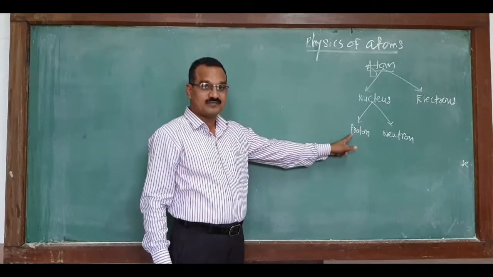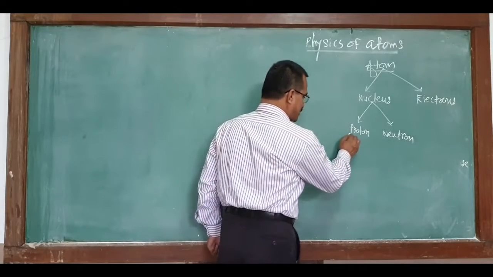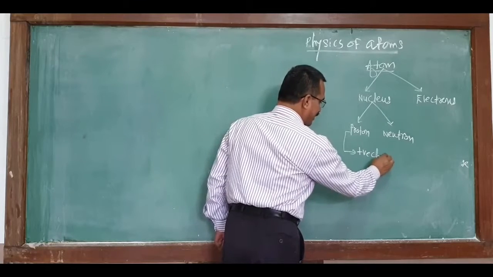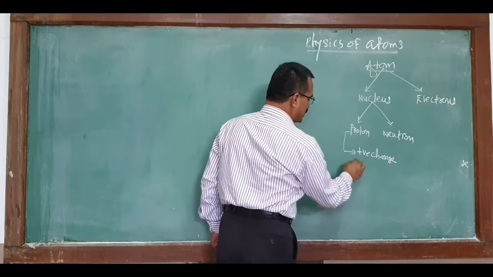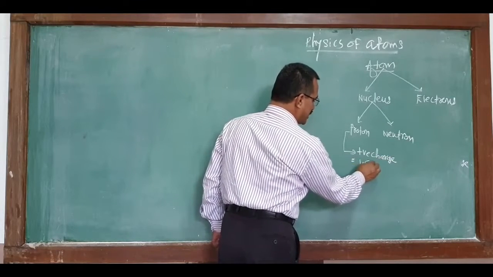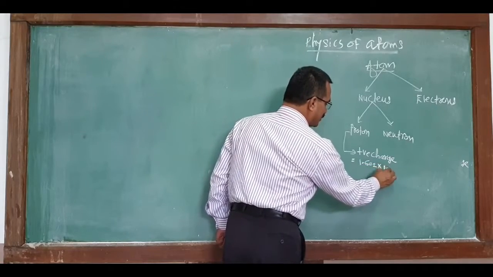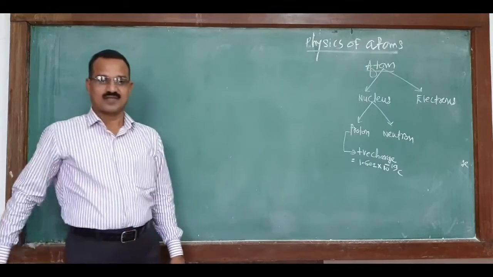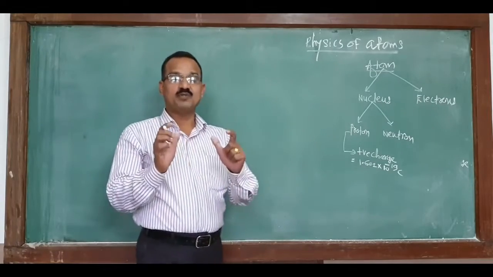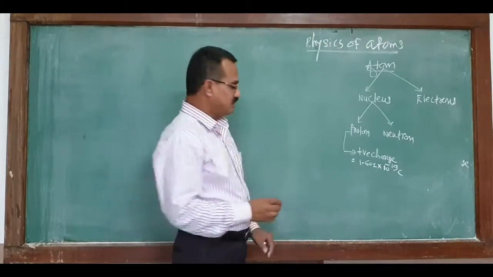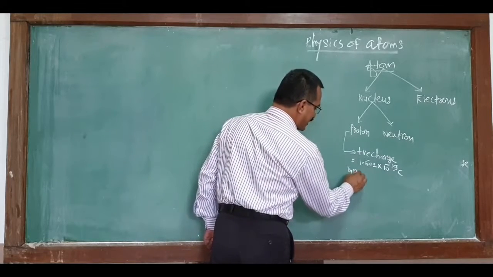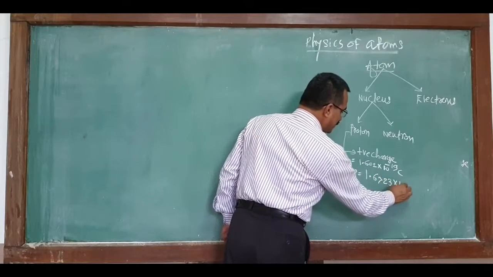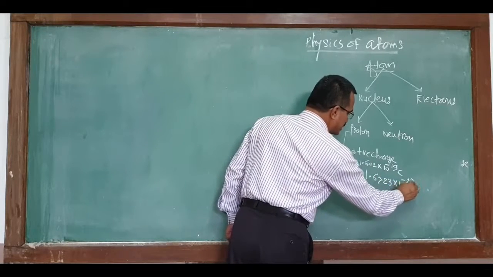Proton carries the positive charge, and the value of that positive charge must be equal to 1.602 into 10 raised to minus 19 coulomb. And mass of the proton must be equal to 1.6723 into 10 raised to minus 27 kg.